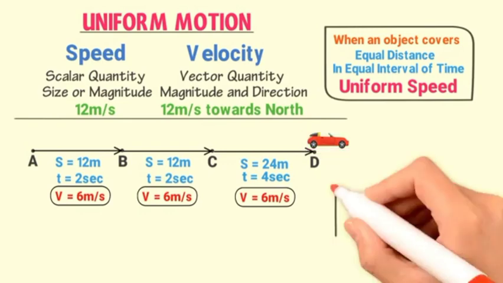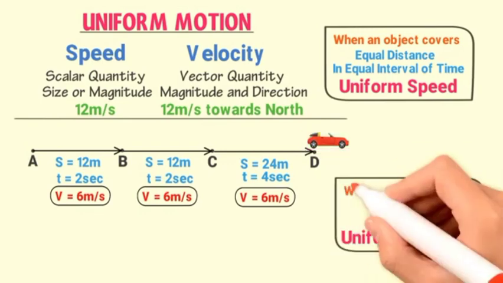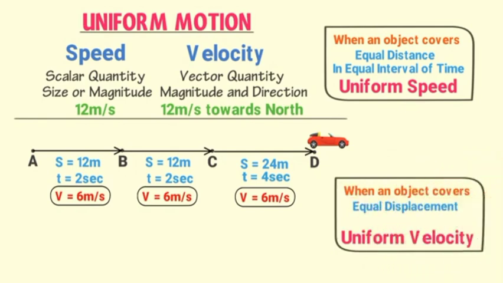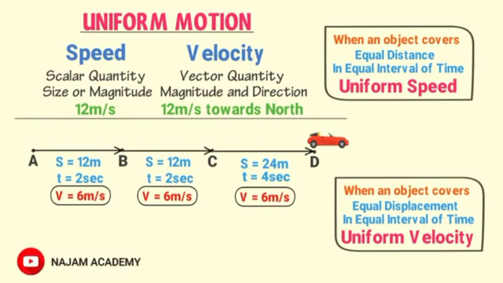What about uniform velocity? For uniform velocity, a body must cover equal displacement in equal interval of time in one proper direction. Here, the car covers equal displacement of 6 meter every second, and in a single direction. Hence, the magnitude of velocity is 6 meter per second and this car has only one direction. Thus, this car also possesses uniform velocity.